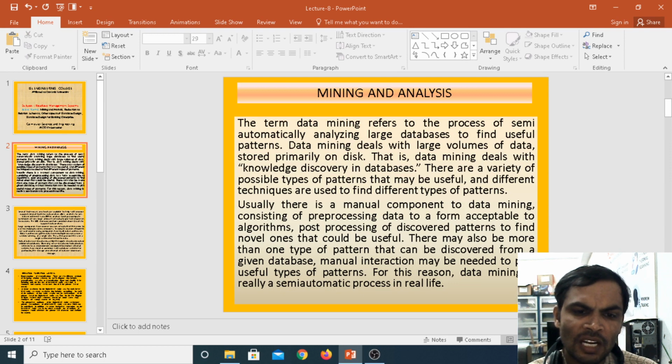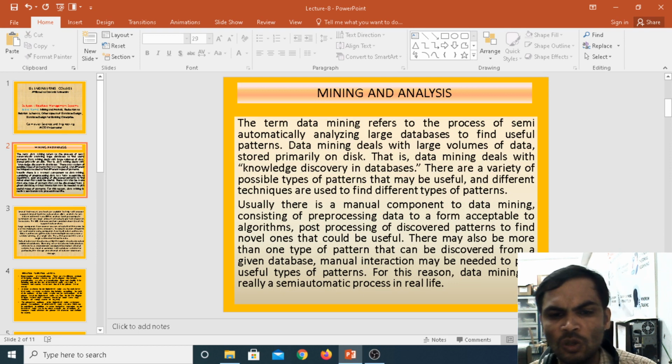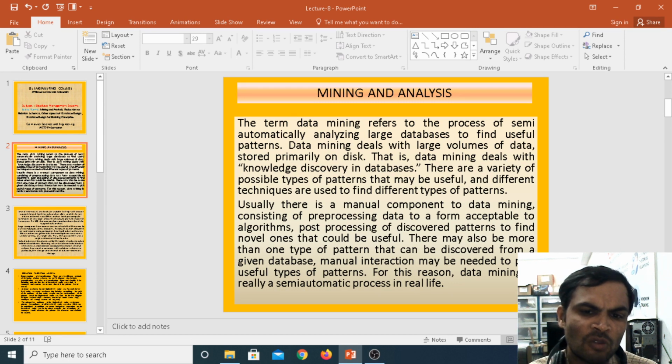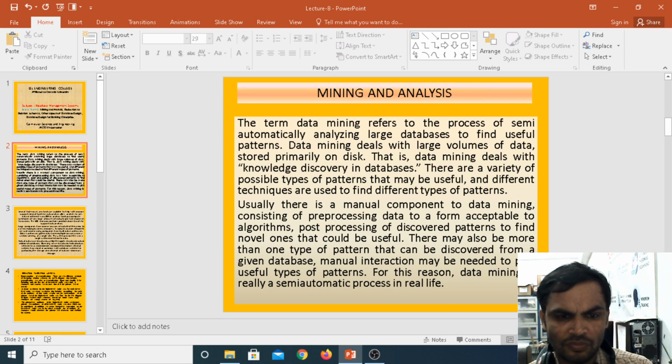When you are storing data in the warehouse and you want to dig out or retrieve the information, we go for mining. With the help of mining, from the large amount of data, the important data the user requires is what we mine with the help of data mining.